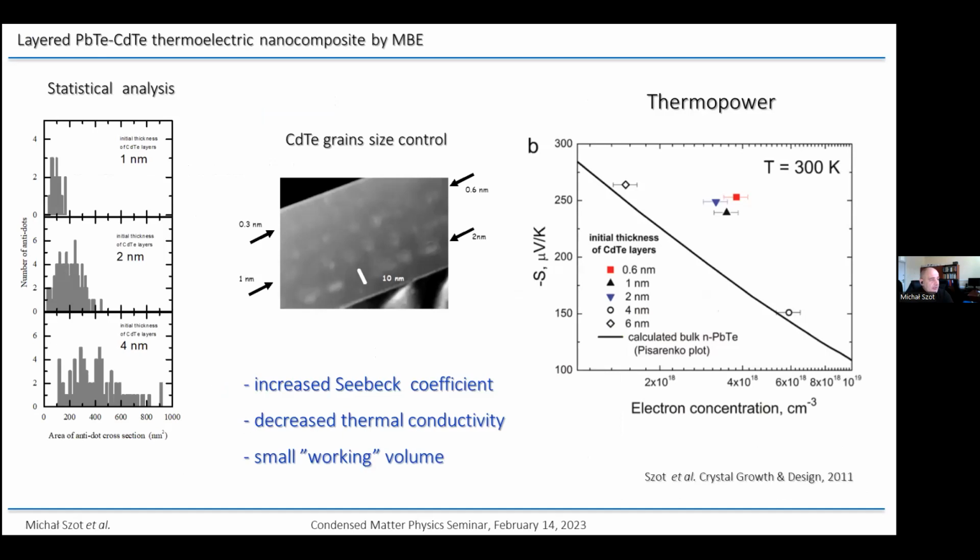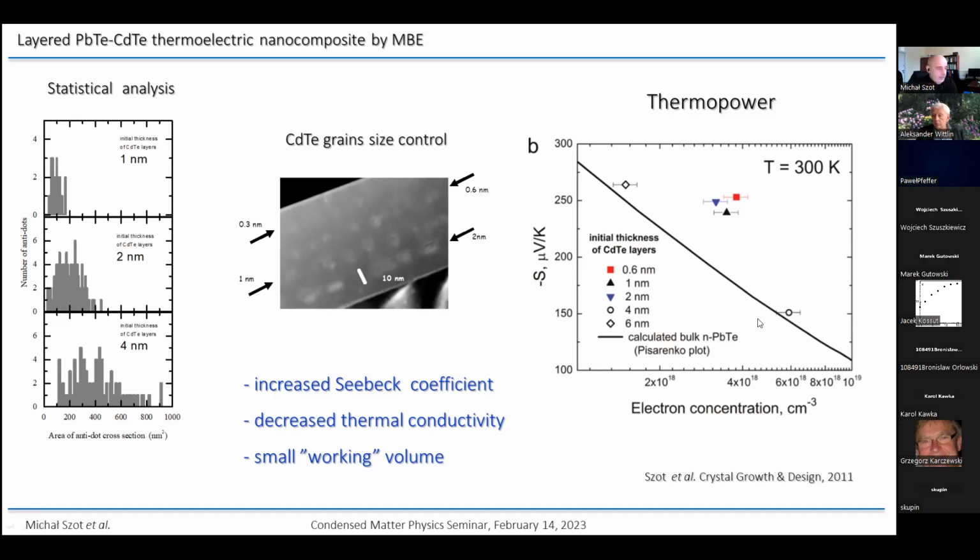Using this method, we can well control the size and distribution of cadmium telluride grains in our nanocomposite by proper choice of the initial thickness of the layers, as shown on this panel. For the samples with the smallest grains, we have observed an increase of the Seebeck coefficient of about 13% as compared to the best bulk lead telluride samples, which is depicted by this black line.